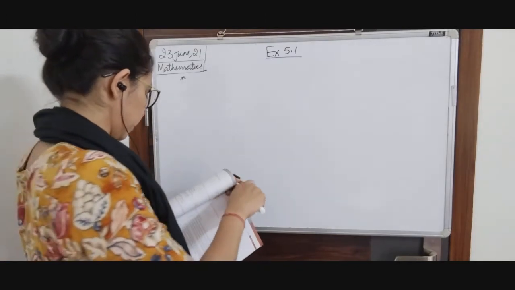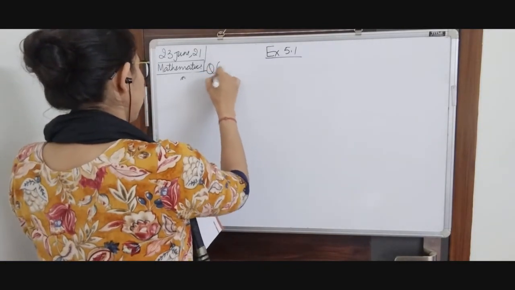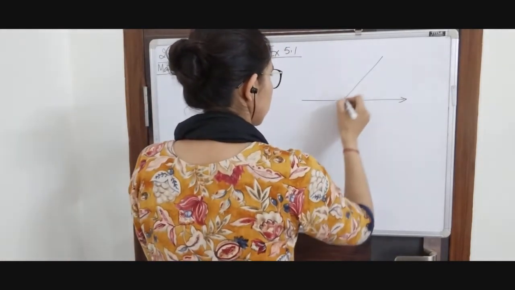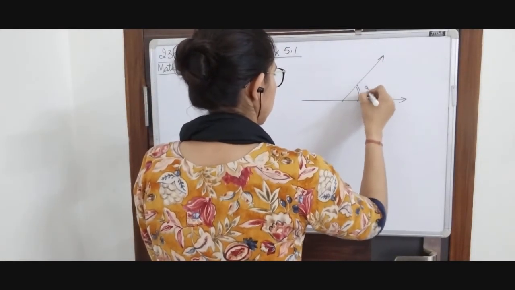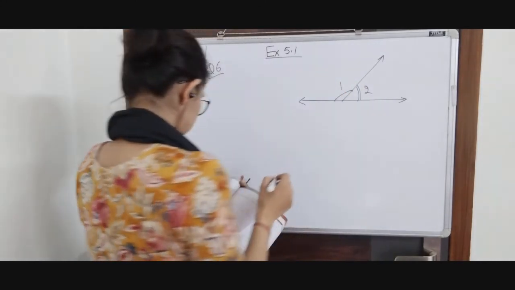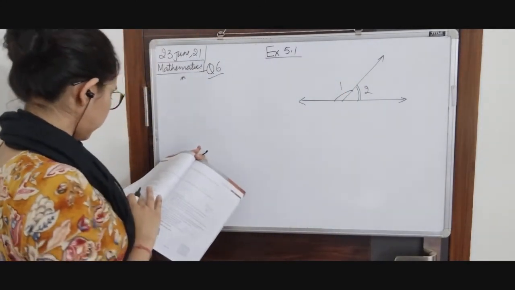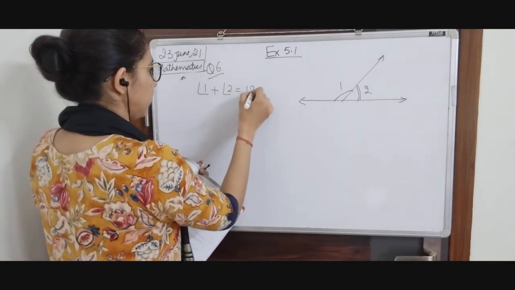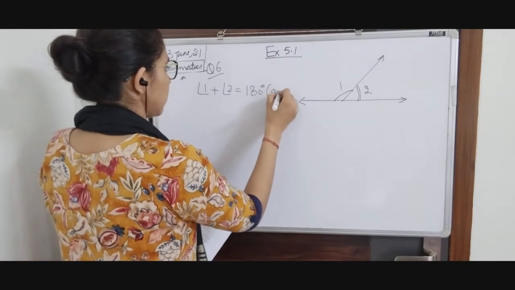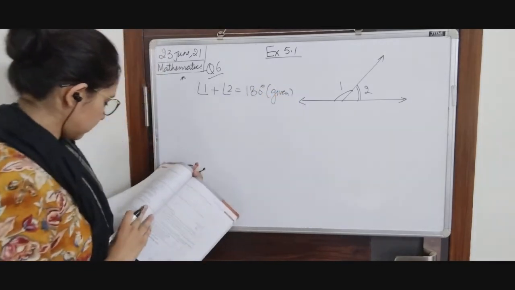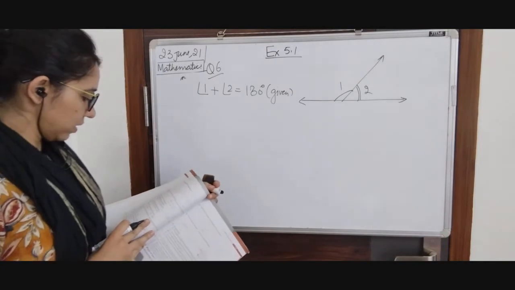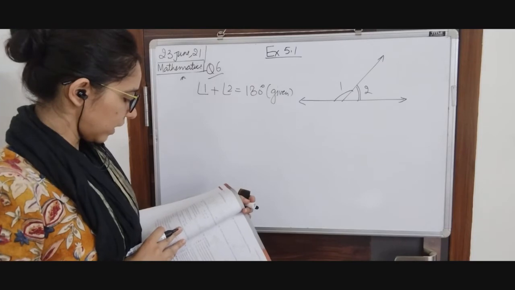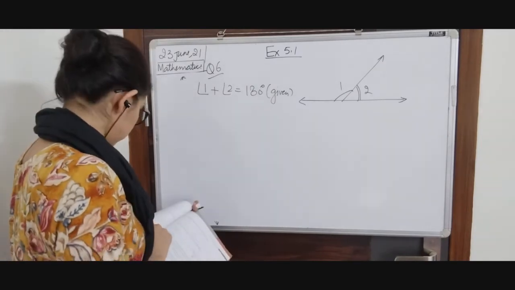Next, question number 6 is, we have given a figure and the figure is like this. Angle 1 and 2 are supplementary. It is given to us. Then next is, if angle 1 is decreased, what changes should take place in 2 so that both the angles still remain supplementary?